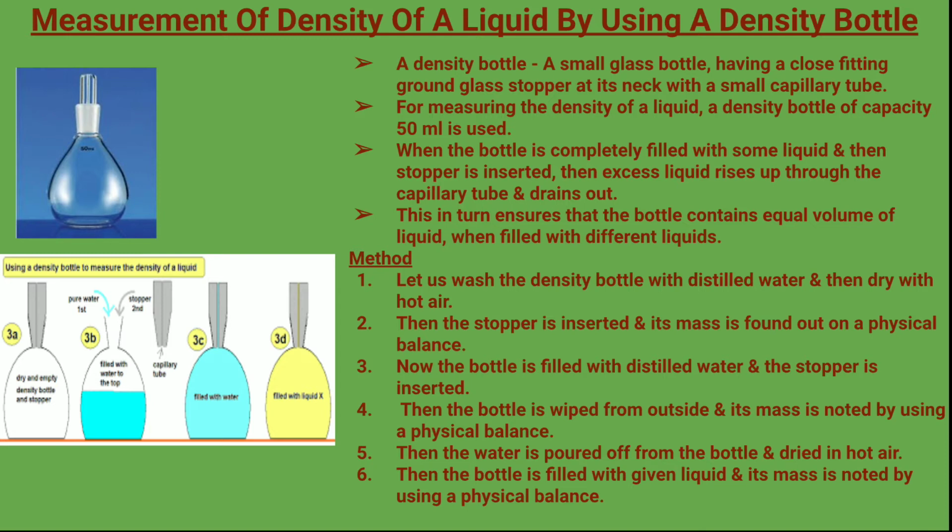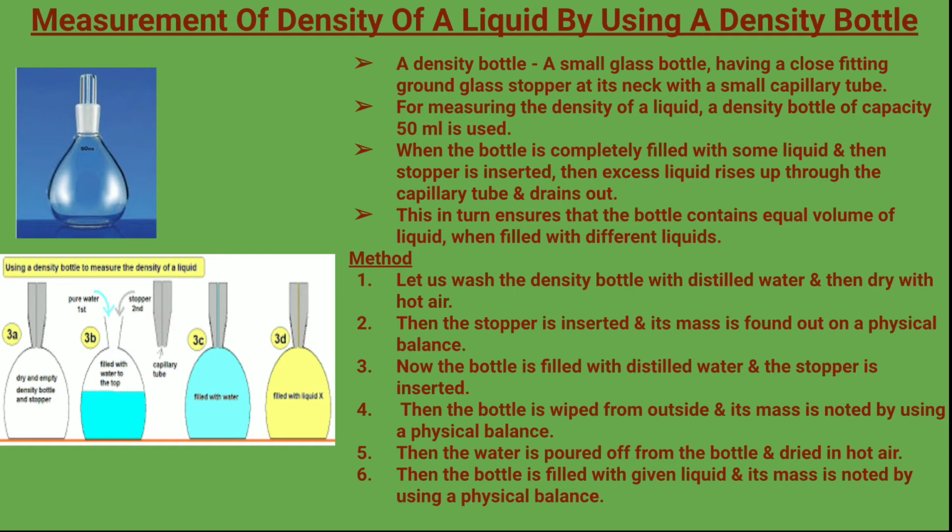Okay. Now, how do we measure the density of a liquid by this density bottle? First, we need to wash the bottle, clean it with distilled water, and dry it in hot air. Then we put the stopper inside, and we take its mass by a physical balance. Then the bottle is filled with distilled water, the stopper is inserted, and we wipe the outside of the bottle so that no water is sticking to it.